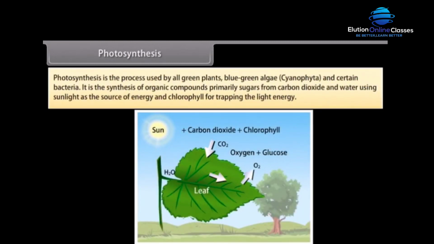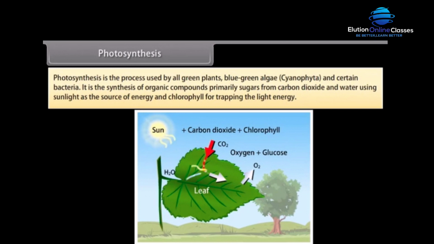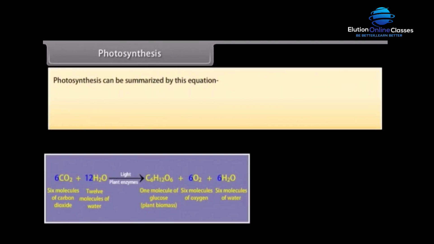Photosynthesis is the process used by all green plants, blue-green algae (cyanophyta), and certain bacteria. It is the synthesis of organic compounds, primarily sugars, from carbon dioxide and water, using sunlight as the source of energy, and chlorophyll for trapping the light energy. Photosynthesis can be summarized by this equation.